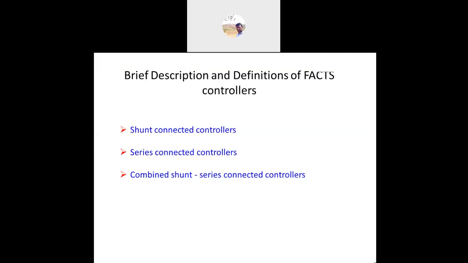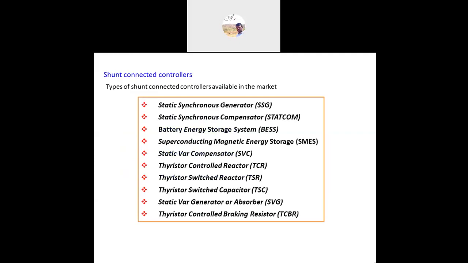Here, in the combined series and shunt controller, one injects the voltage and the other injects the current. The combined series and shunt controller injects current into the system with the shunt part, and the series part injects voltage into the transmission line.